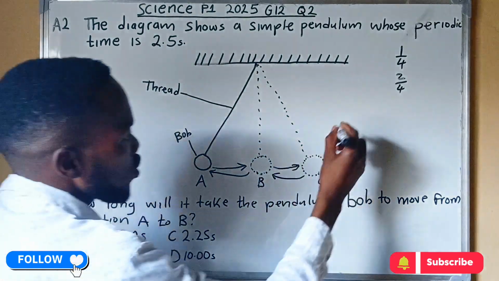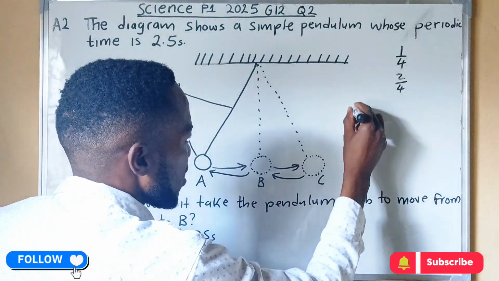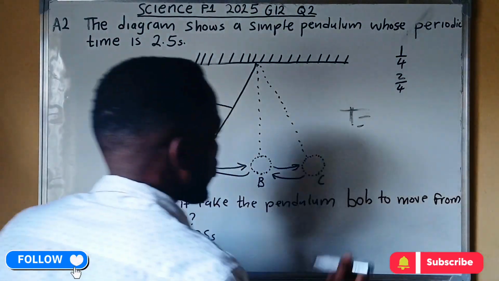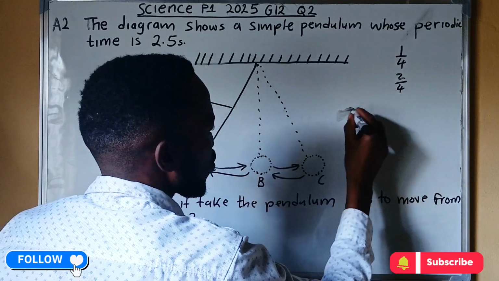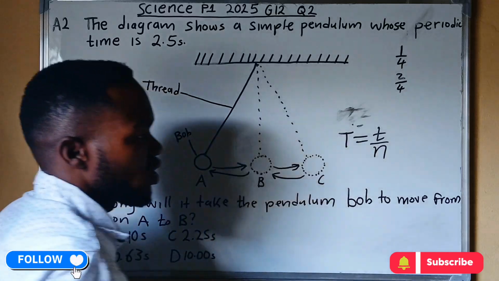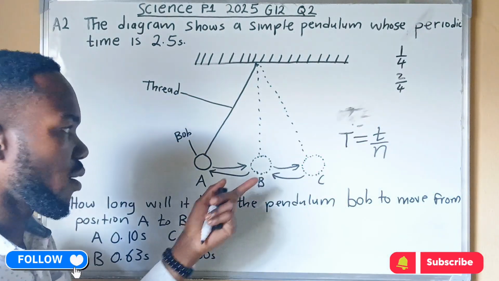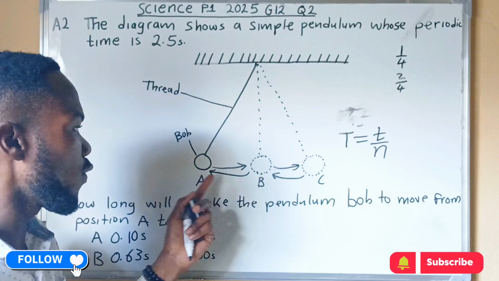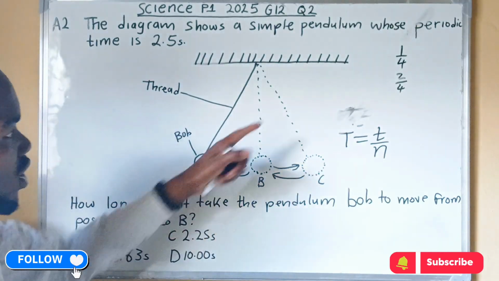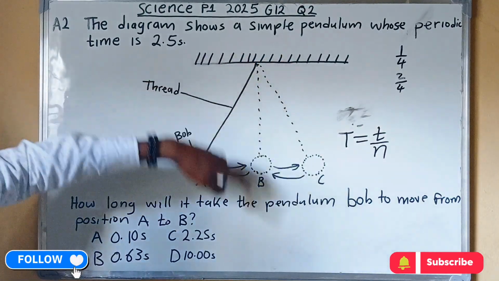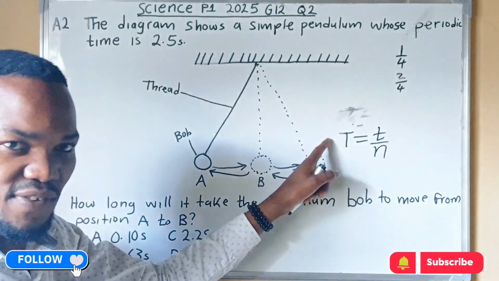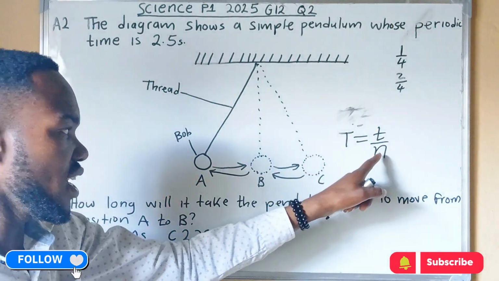Because the formula that we use for period, we say period is equal to time over n. Now n is the number of circles. So if you just move from A to B, it will be 1 over 4. They have already given you the period. In this question, they wanted to find the time. So the period was already given, and we know that n needs to be 1 over 4.